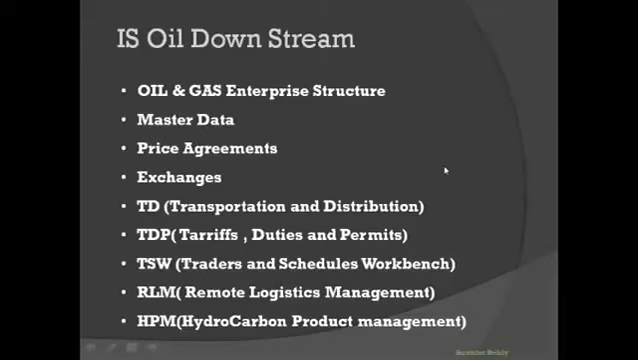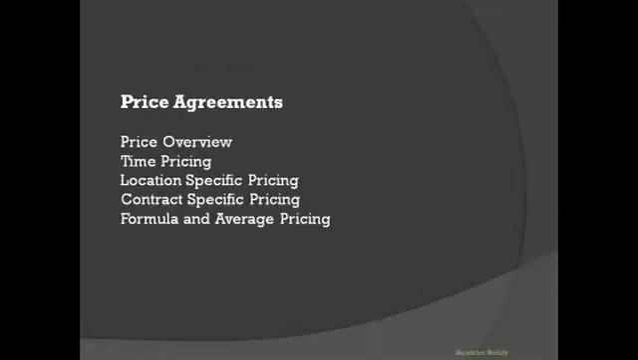I will discuss briefly all the functionalities here. Price agreements: if you are from SAP SD, then you know about the pricing technique. The same pricing technique we follow in SD, we will follow in IS-Oil and gas also. But here there are four important pricing techniques used in the oil and gas industry: time pricing, location specific pricing, contract specific pricing, and formula and average pricing. Time pricing means that based on a particular time, the pricing will vary.